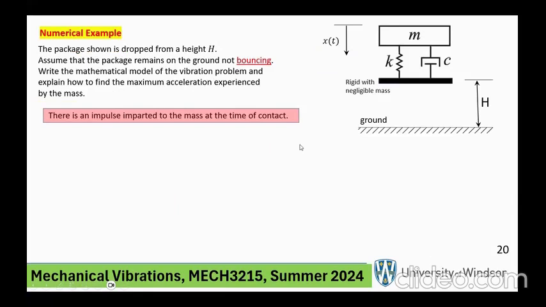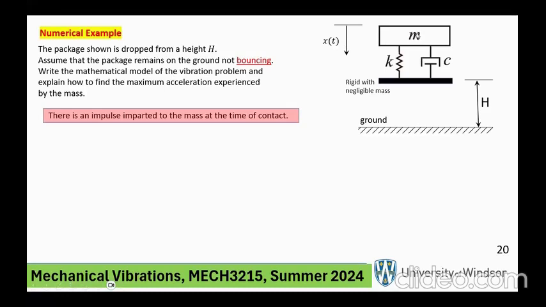Another problem that we have is a package dropped from a height h. Assume that the package hits the ground and doesn't bounce, it just sticks to the ground. We want to write the model of the vibration problem and find that an impulse is imparted to the mass m. When it hits the ground, an impulse is imparted to the mass.